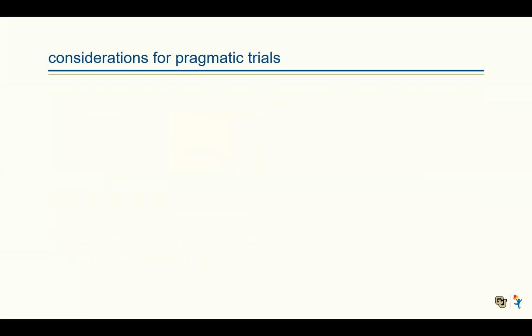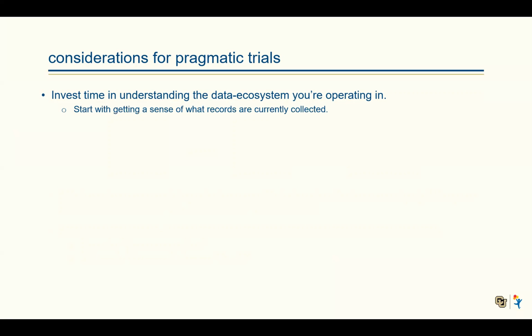But there are wonderful textbooks that you can refer to there. Let's talk about pragmatic trials. If you're going to run a pragmatic trial, you run a study inside of an environment that already exists. So there's a data ecosystem that typically exists already. If you're in a healthcare system, they are collecting data for billing, or they've got a lot of electronic health records. You need to go in and spend some time talking to people who are in that system and understand what they are currently collecting.